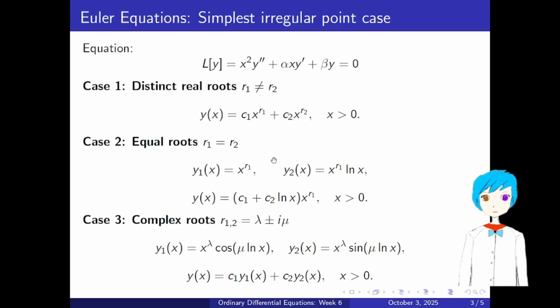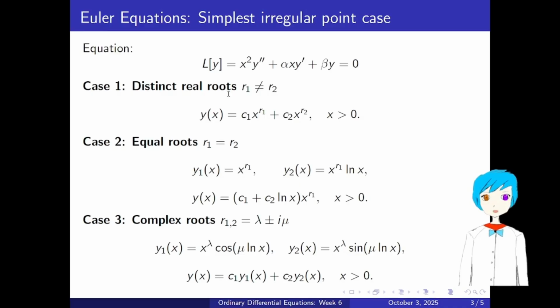As a simple case, we consider the Euler's equation. For the Euler's equation, the coefficient in front of y double prime is 0 when x equals 0. However, you can verify that the singular point x equals 0 is a regular singular point. So there are three cases.